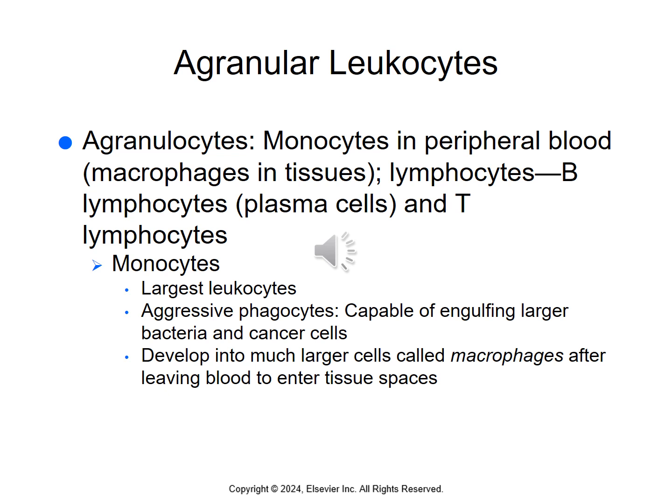So for our monocytes, they are the largest leukocyte. They are aggressive phagocytosis cells. They engulf large bacteria as well as cancer cells. They develop into much larger cells called macrophage, which I mentioned earlier, after leaving the blood and entering the tissue.